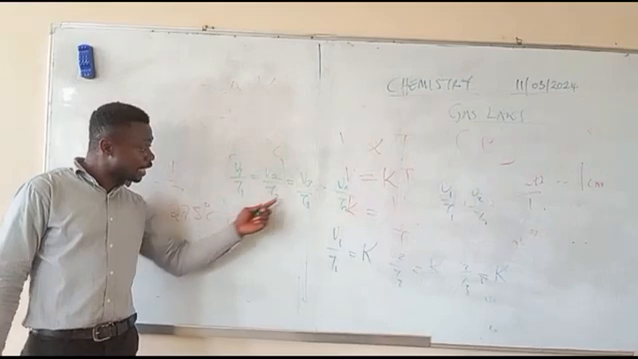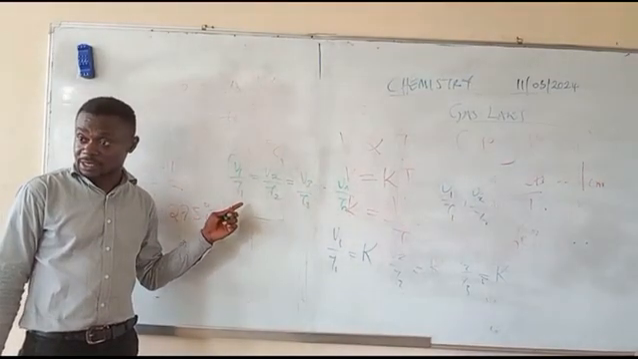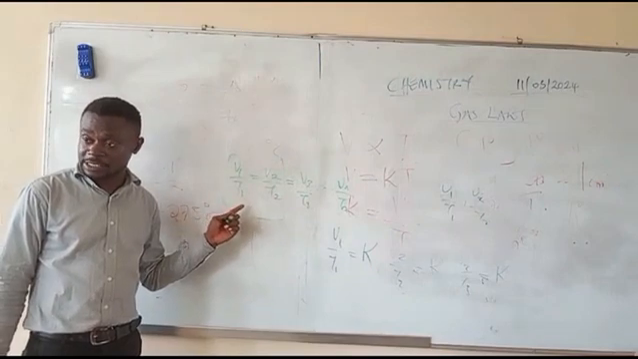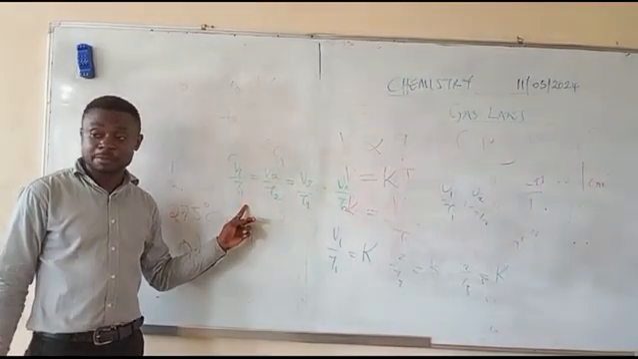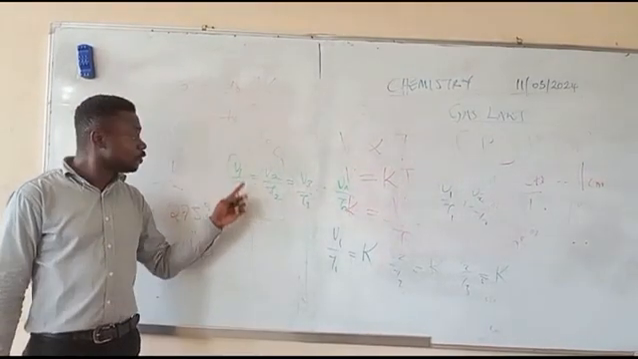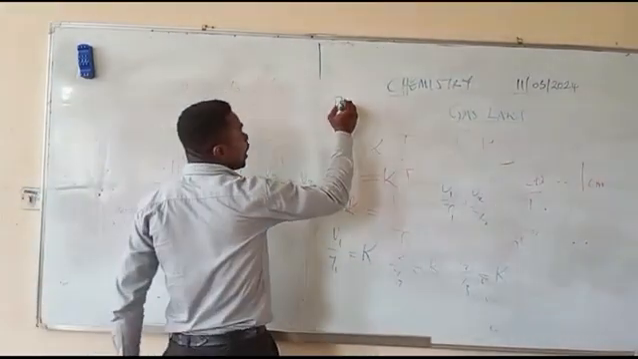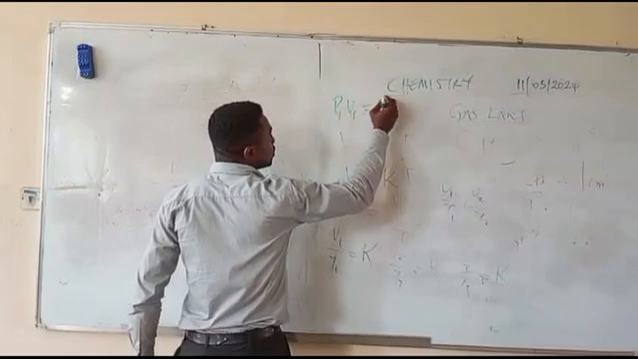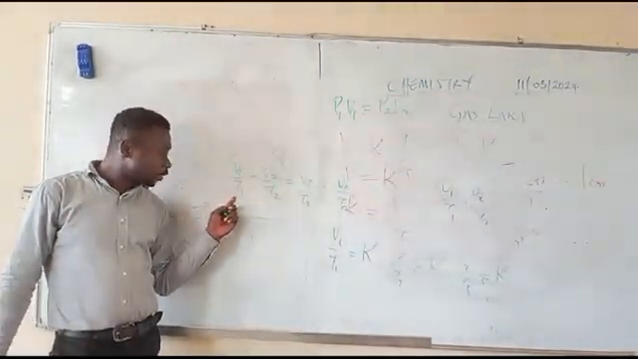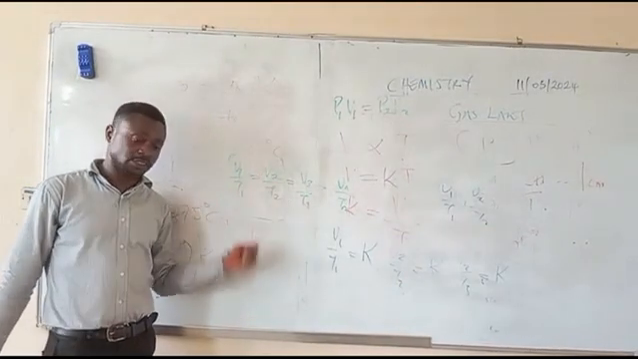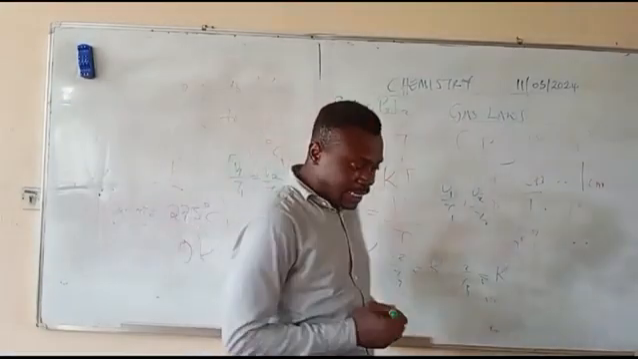This is how Charles' law, the one you'll be using in solving your gas law calculations, came about. So Charles' law said that V1 over T1 is equal to V2 over T2, unlike Boyle's law that said that P1V1 is equal to P2V2. Is it clear? Is it clear? Now, that's Charles' law for you.